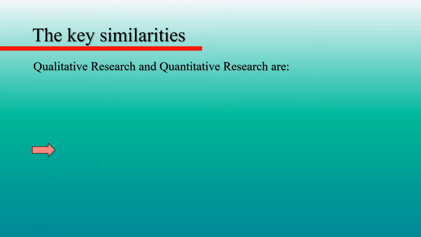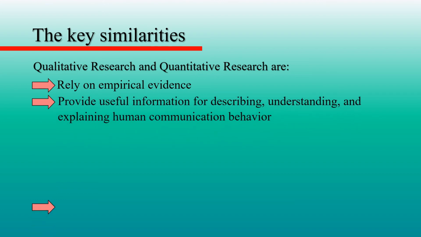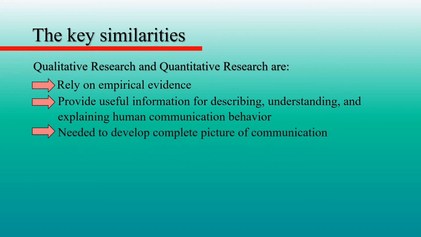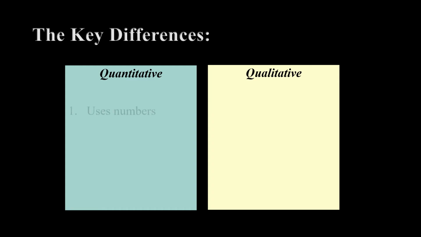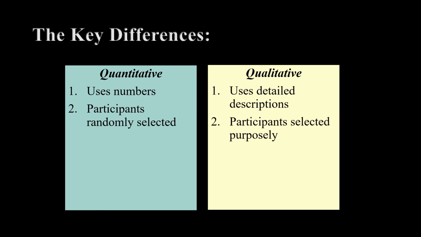The key similarities of these two methods are that both rely on empirical evidence, and provide useful information for describing, understanding, and explaining human communication behavior. They need to develop a complete picture of communication. However, the key difference between these two methods is that quantitative research uses numbers while qualitative research uses detailed description. In quantitative research, the participants are randomly selected, whereas qualitative research participants are selected for a purpose.